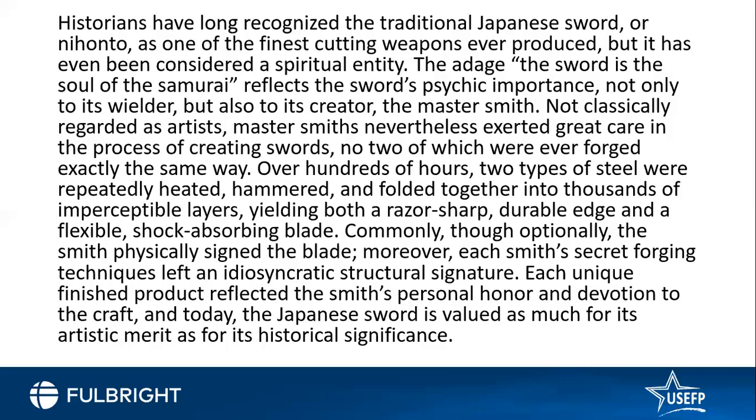Over hundreds of hours, two types of steel were repeatedly heated, hammered, and folded together into thousands of imperceptible layers, yielding both a razor-sharp, durable edge and a flexible, shock-absorbing blade. Commonly, though optionally, the smith physically signed the blade. Moreover, each smith's secret forging technique left an idiosyncratic structural signature. Each unique finished product reflected the smith's personal honor and devotion to craft. And today, the Japanese sword is valued as much for its artistic merit as for its historical significance.